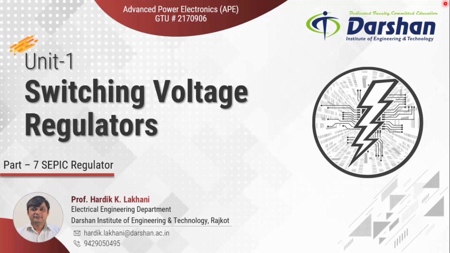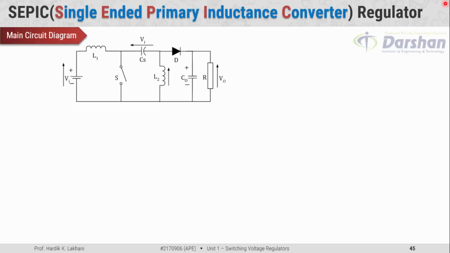It also falls under the non-isolated DC to DC converter category because the basic diagram of this SEPIC regulator does not provide the facility of isolation between input and output. Similar to the Cuk regulator, it converts one level of DC voltage into another level of DC voltage.